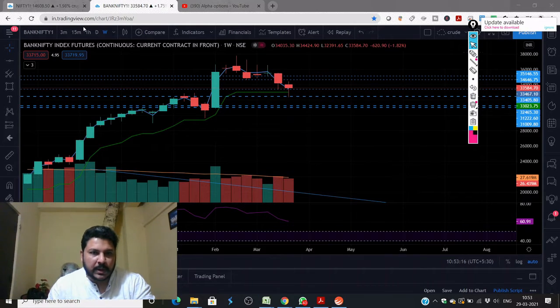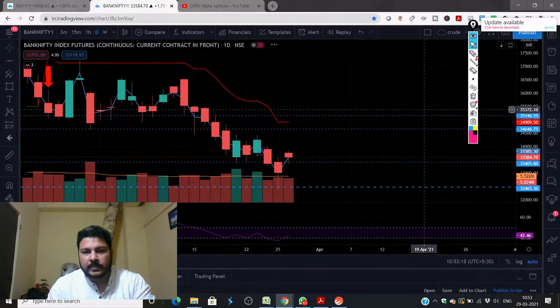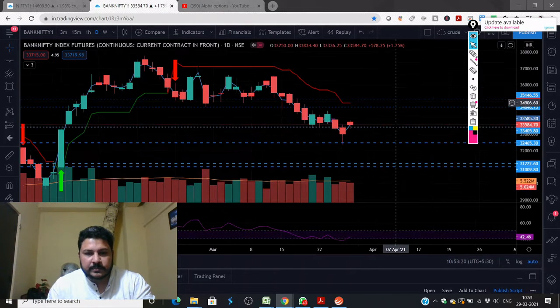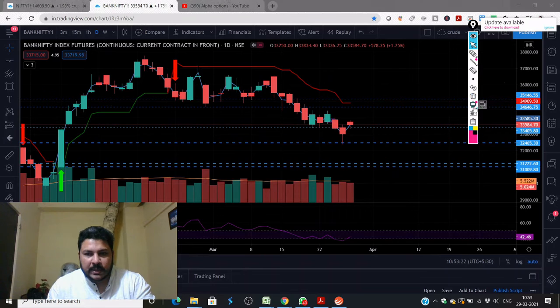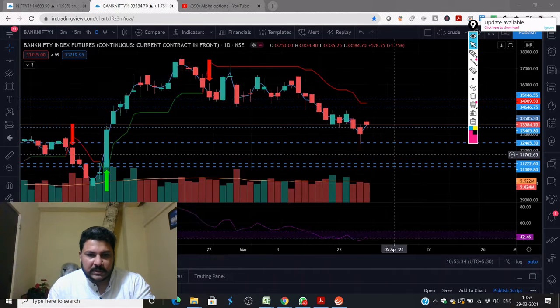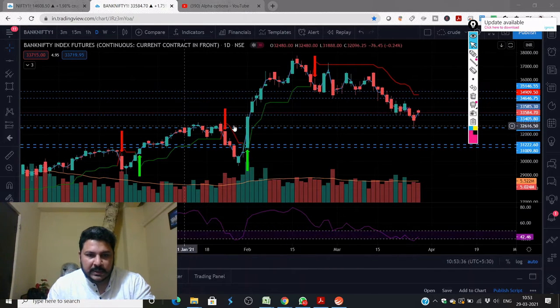Okay, now let's look at our daily time frame. Daily time frame. So this was a candle which gave a dip here. The volume was not great, but if you want to identify what was this level, you can clearly see this was the previous area of resistance, now which has acted as a support.